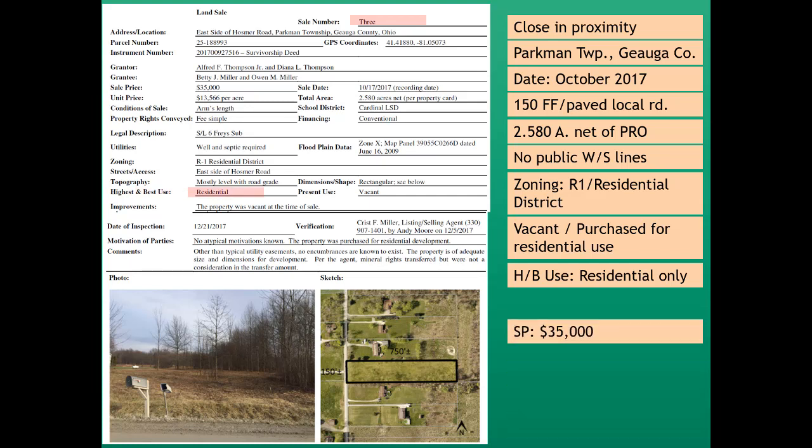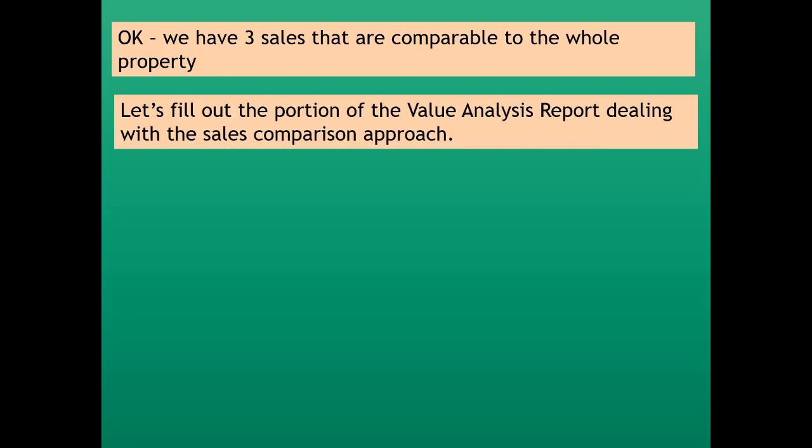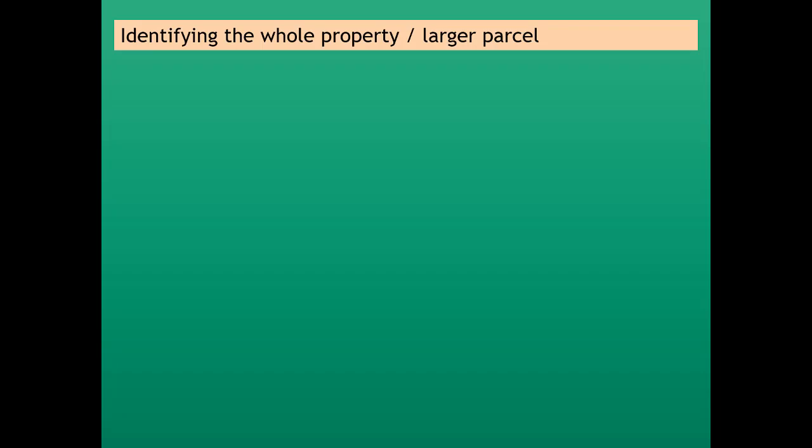Sale price was $35,000, and if we divide that by its size of 2.580 acres, we get a unit value of $13,566 per acre. All right, so we have our 3 sales that are comparable to the whole property. Let's fill out the portion of the value analysis dealing with the sales comparison approach.